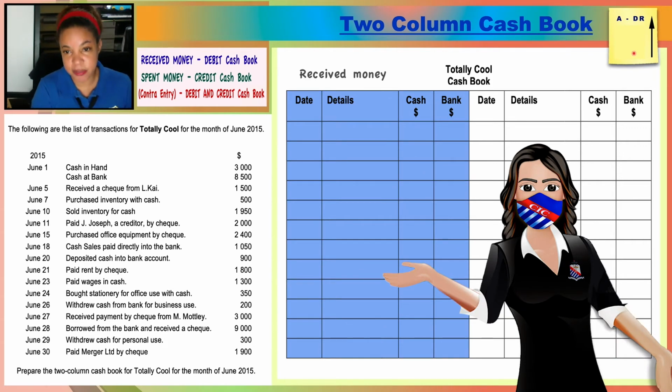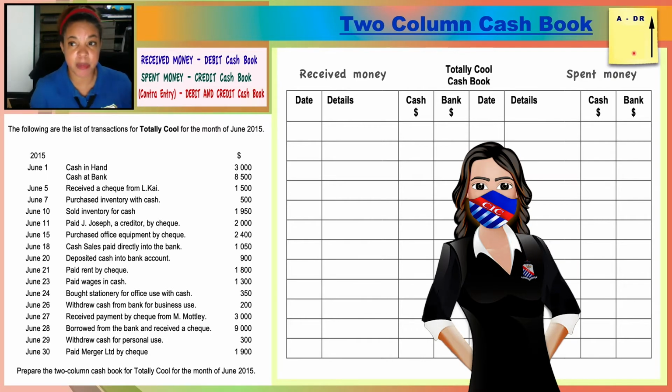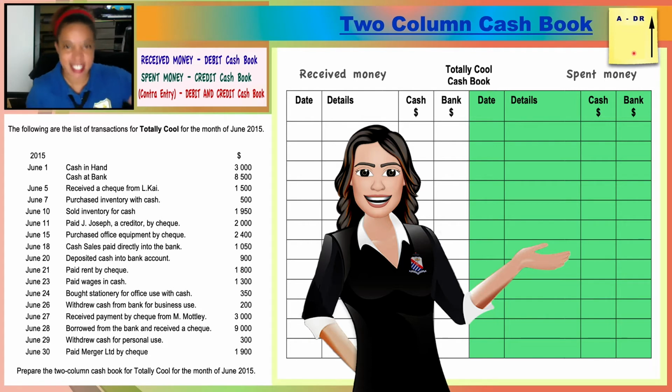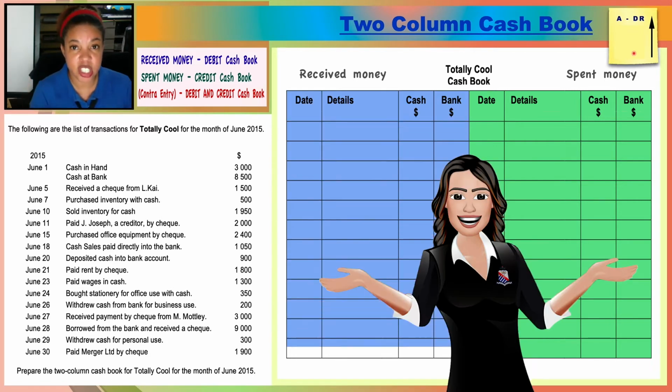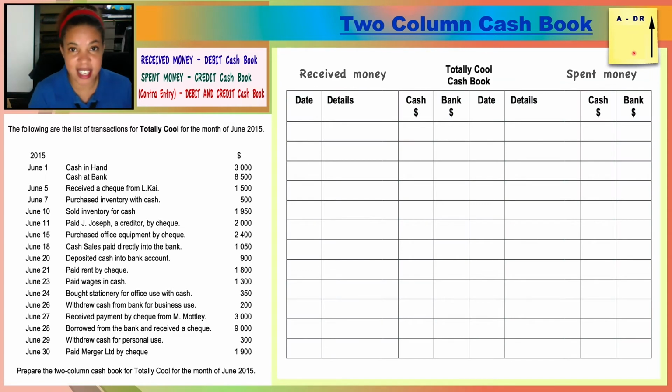Whenever Totally Cool receives money, it is going to go on this side. All you have to identify is whether they received cash or received cash in the bank. The same thing over the credit side, you can just jot the note, spent money. Once you identify that money has been spent, you say, okay, it goes on that side. Very easy. Once you jot this down, it saves your brain cells. So with that, we're going to start a little activity.